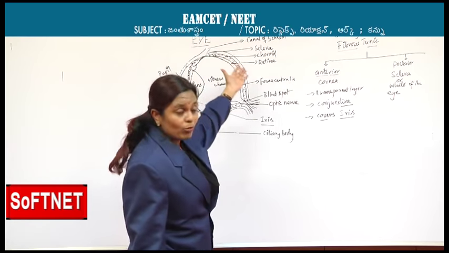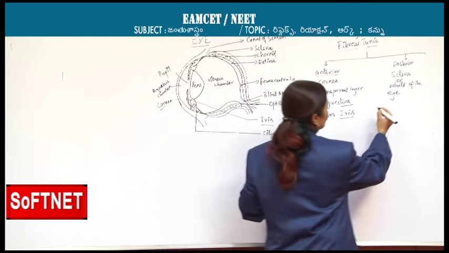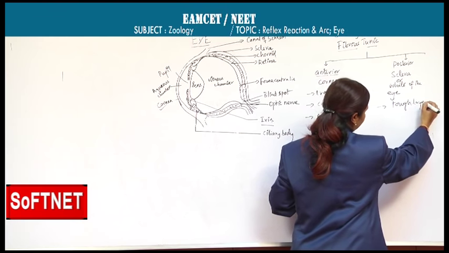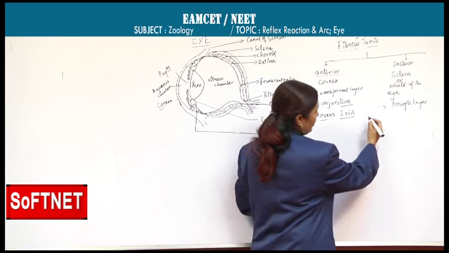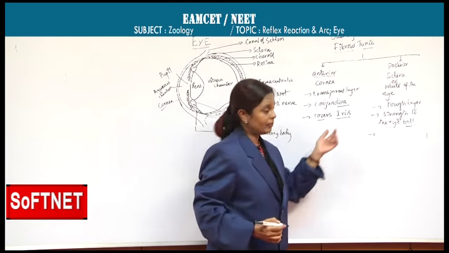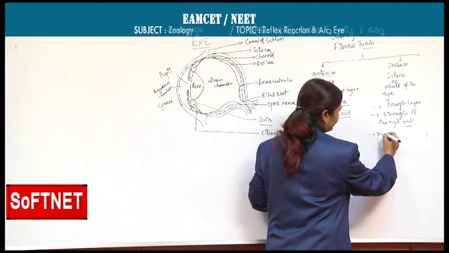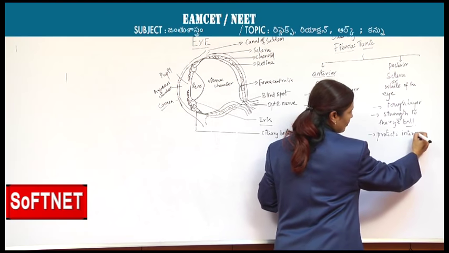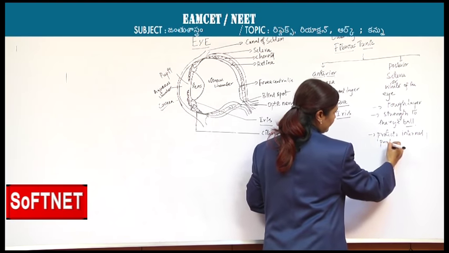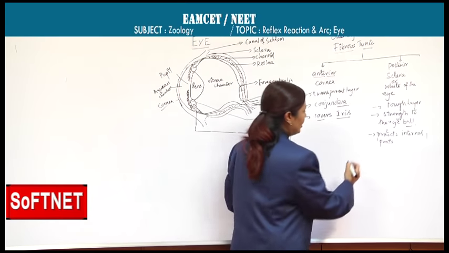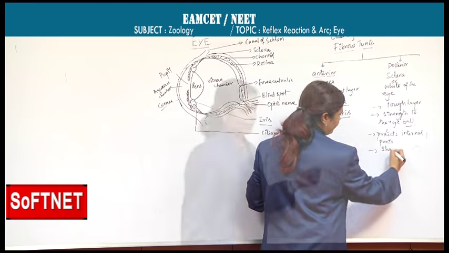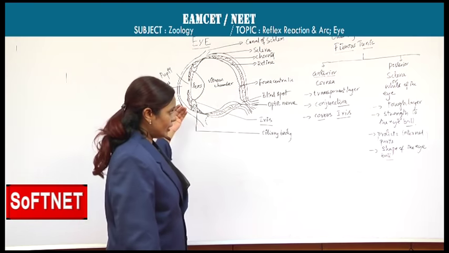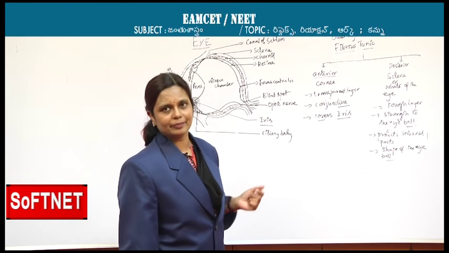This sclera covers most of the part of the eyeball and it is very tough. A tough layer gives strength to the eyeball. This same sclera protects the internal parts of the eyeball, and it also plays a role in maintaining the shape of the eyeball. So, this is about the outer fibrous tunic with anterior cornea and posterior sclera.